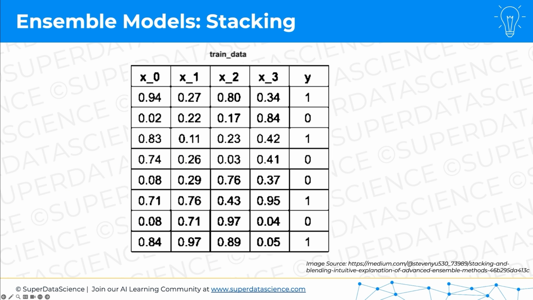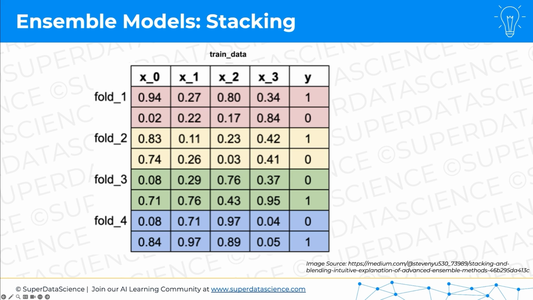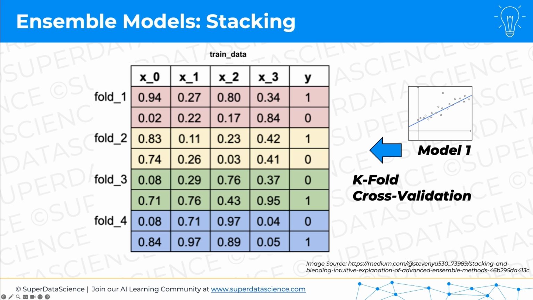Let's say you have this data where you have 4 features and 1 dependent variable. Now, what you're going to do is split it into several folds. In this case, we're doing 4 folds. And you're going to train model 1 on this data. Effectively, we're applying k-fold cross-validation to model 1. K-fold cross-validation is something we discussed in Machine Learning Level 2, our previous course, and you can find more details on that there.